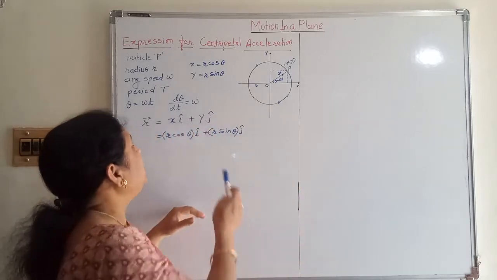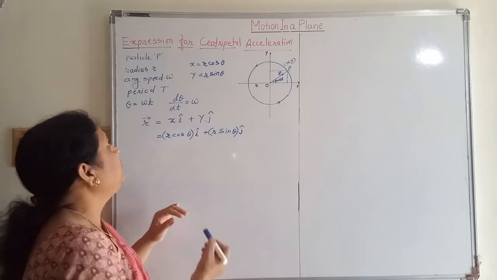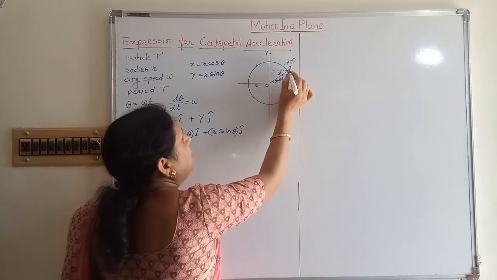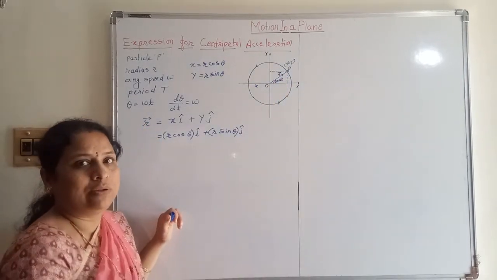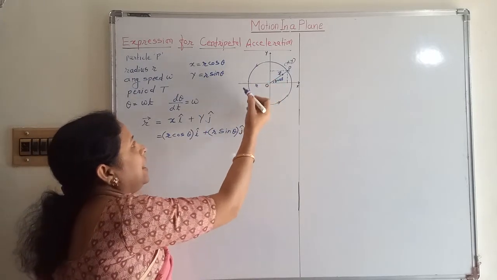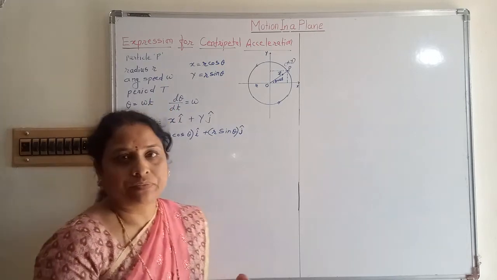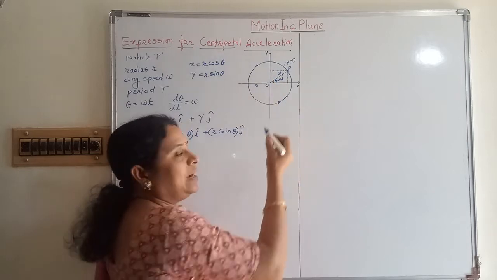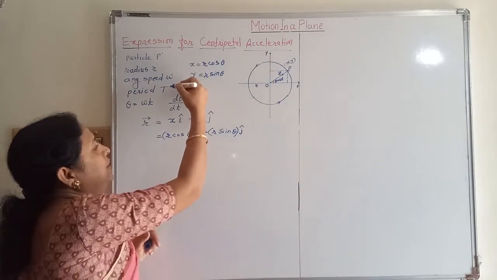So, to find the expression for the centripetal acceleration, we consider a particle P performing uniform circular motion along a circular path having radius r with constant angular speed omega. T is the period, that is, the time taken by the particle to complete one revolution, denoted by capital T.